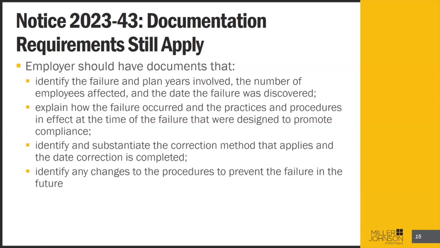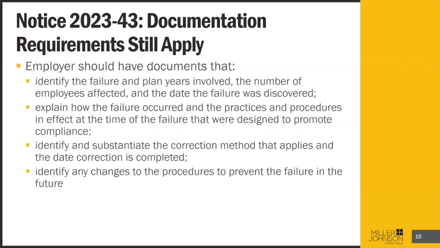The correction program, Notice 2023-43, also emphasizes something that's important to keep in mind. It's at the very end of the notice. This is not new, but it's an important reminder that when you do self-correct something, you've got to keep some documentation. You've got to identify the failure, the plan years involved, the number of employees affected, the date when the failure was discovered, basically all the items on this list.